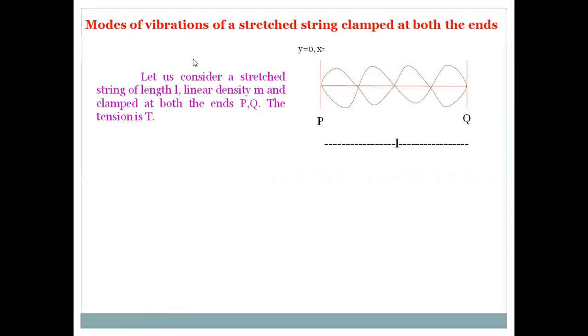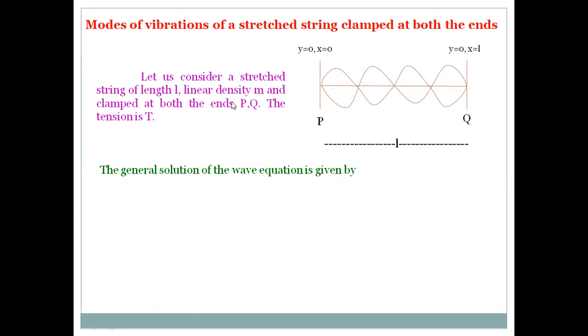So in this case, at this point P, there is a node, where particles in this string cannot vibrate up and down, so the displacement y is equal to 0. Of course, it is taken at x is equal to 0. At x is equal to 0, the displacement y is equal to 0. If the length is along the x-axis, at Q, where x is equal to L, also the particles cannot vibrate up and down. So here also the vertical displacement y is equal to 0. These two are called boundary conditions.